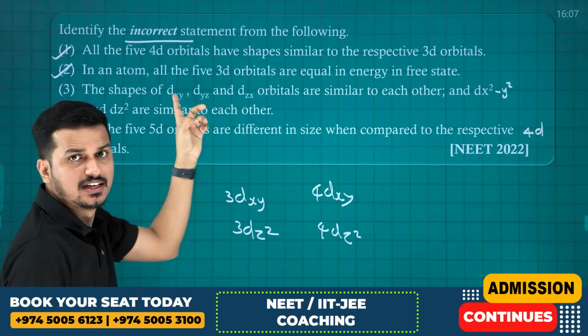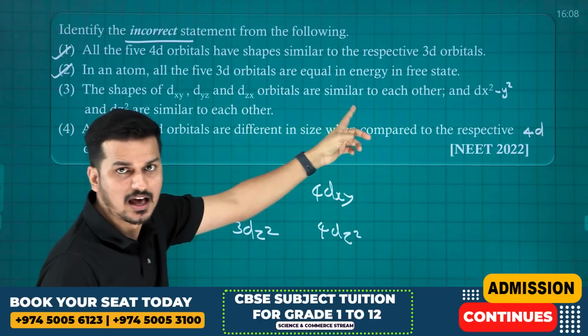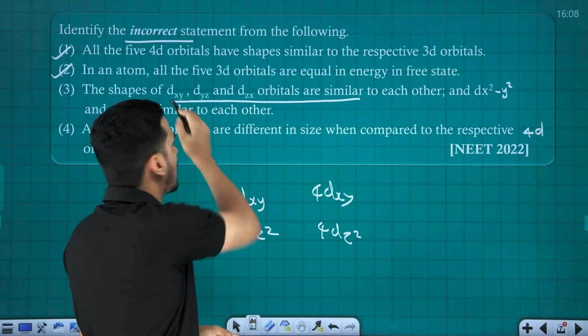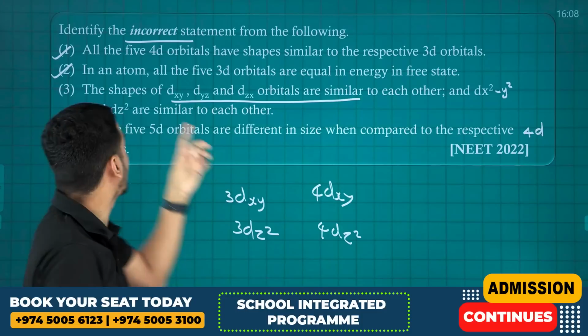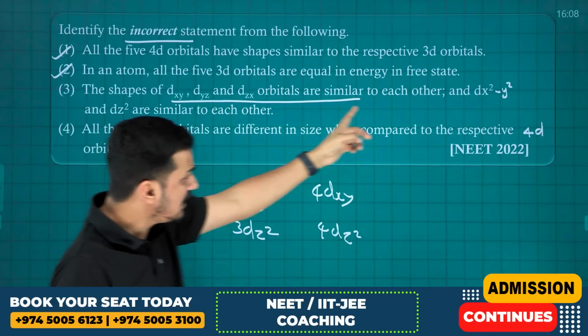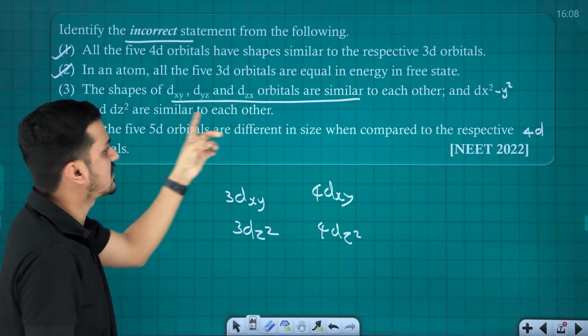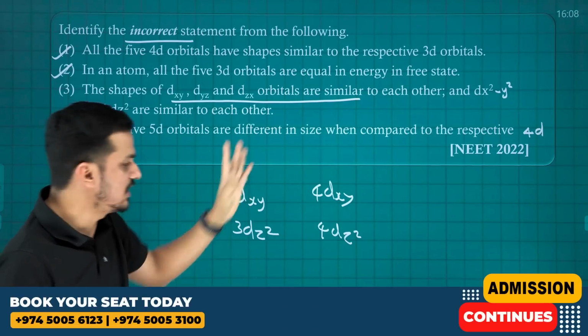The shapes of dxy, dyz, dzx orbitals are similar. Exactly, they are similar. Their shapes are approximately almost similar to each other, and dx square minus y square and dz square are similar to each other. That is wrong. That is wrong actually.